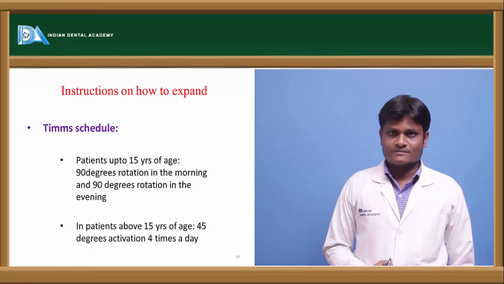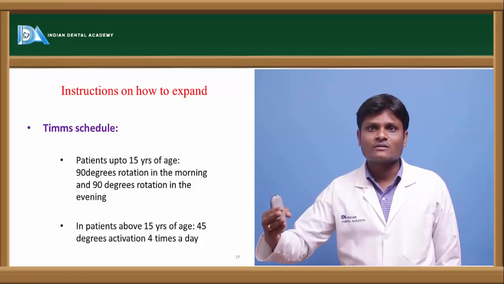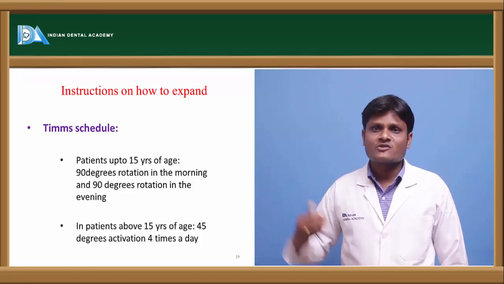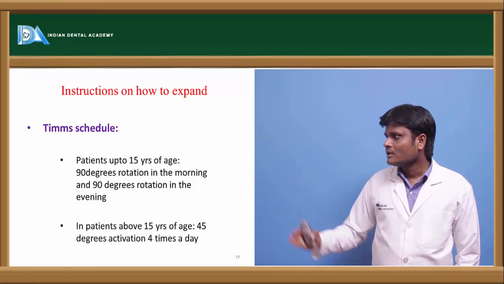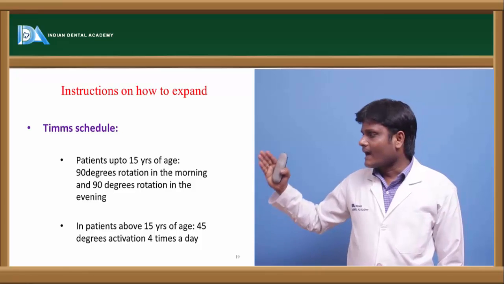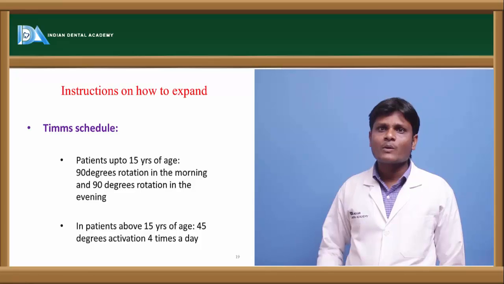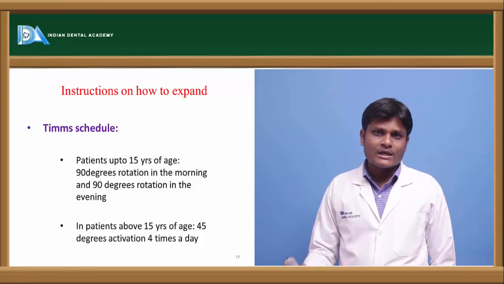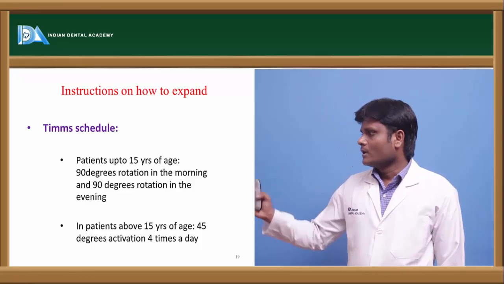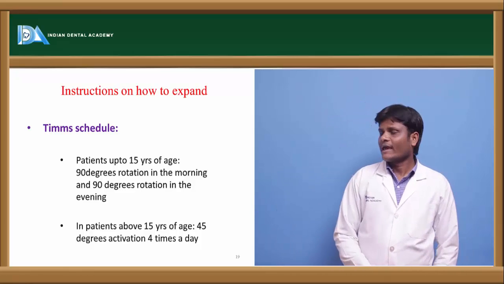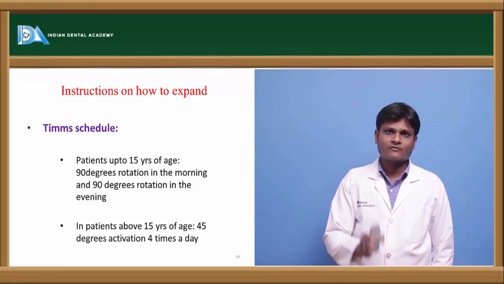Different expansion protocols are given by different authors. We will discuss the TIMS schedule first. According to TIMS, in patients up to 15 years of age, 90 degrees rotation in the morning and 90 degrees rotation in the evening should be done. That means 180 degrees per day divided into 90 degrees in the morning and 90 degrees in the evening. In patients above 15 years of age, 45 degrees activation 4 times a day is required.